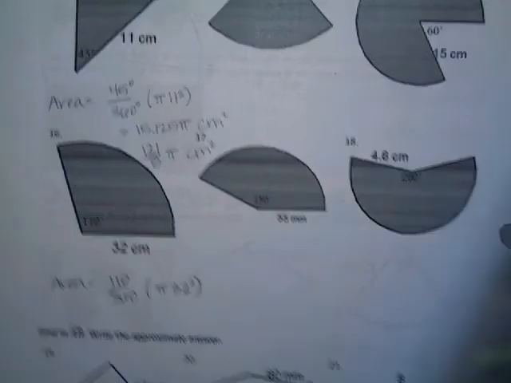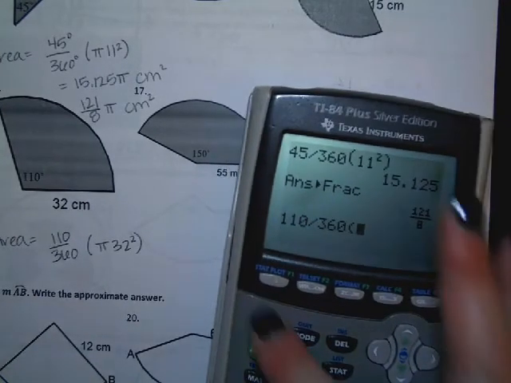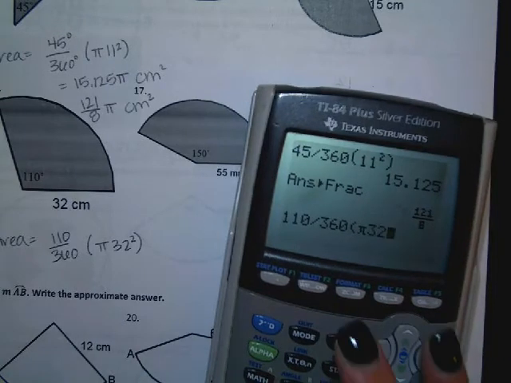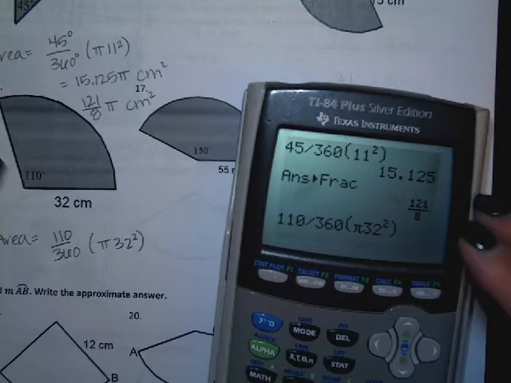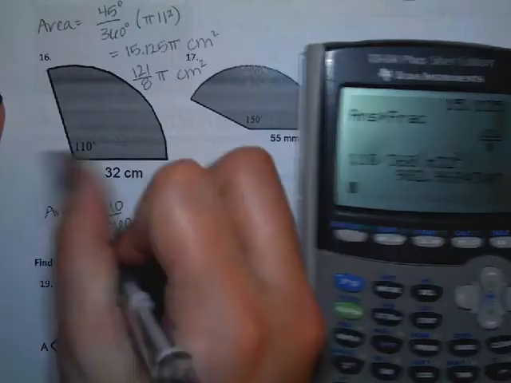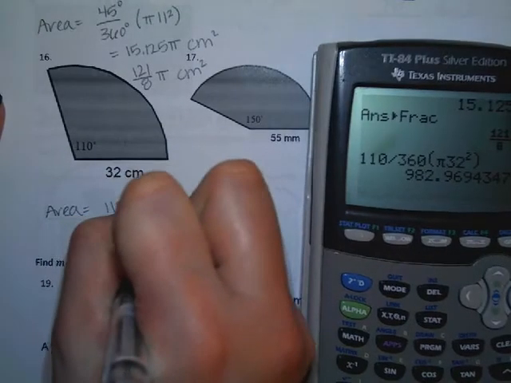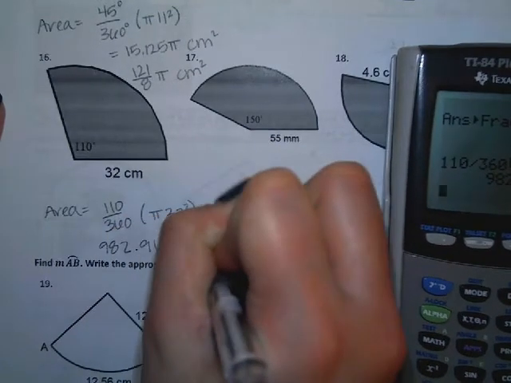And this time, I'm going to type all of it in, including the pi. The answers are the same. One's just an exact answer, and one is approximate. So whenever I round a decimal, I get an approximate answer. Whenever I don't round, then I get an exact answer. All right, so this one is approximately 982.969 centimeters squared.